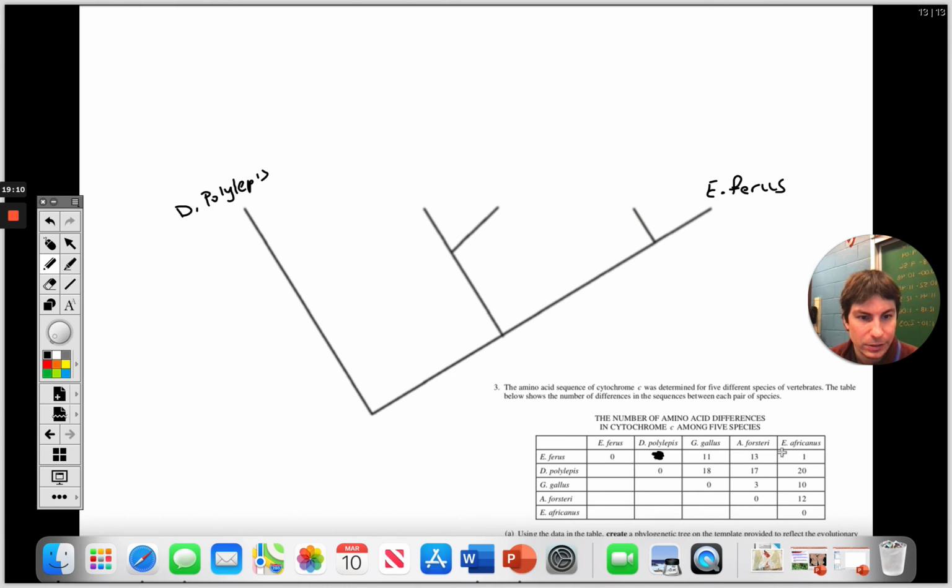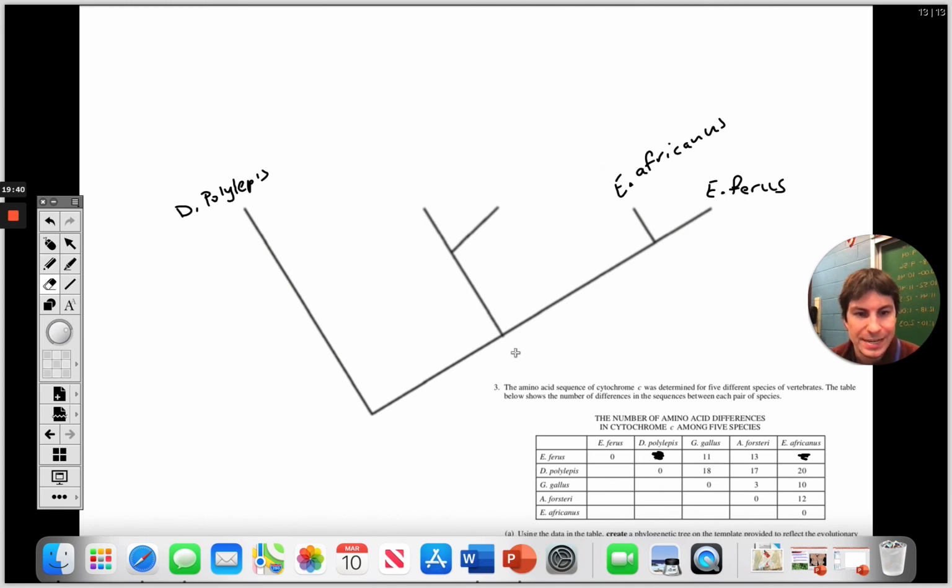All right, now we can do the rest of it pretty easily. We know the next closest one to E. ferus is E. africanus. All right. Next one over, I'm just going to use the E. ferus one. So we did that one. Next one over is going to be A. forsteri because it's 13 away. I'm sorry, I wrote the wrong one there.